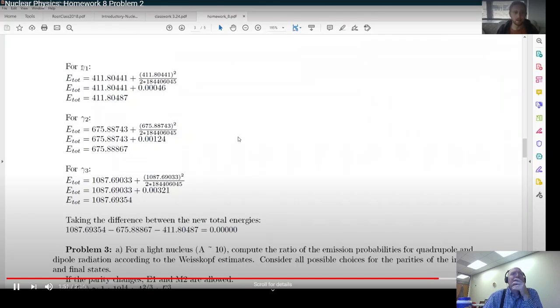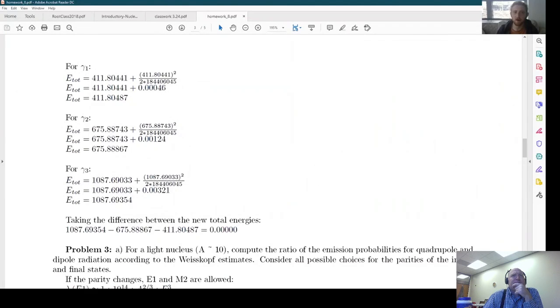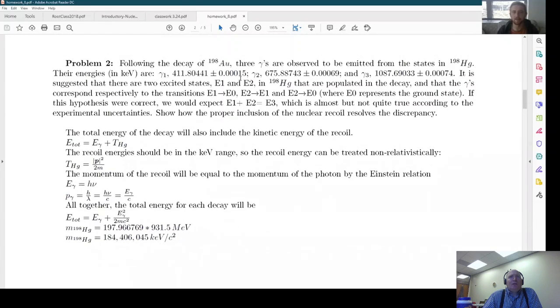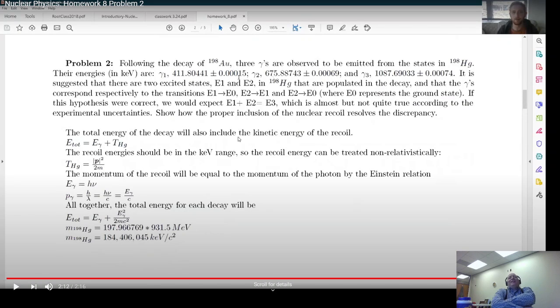For each of these gamma rays, this correction term is pretty small, so about 6 orders of magnitude smaller than the actual energy. Really small. But nonetheless, when we add on those corrections and take the difference, we now see that the difference in the energies is exactly 0, at least up to the uncertainty given to us originally, and therefore the problem is resolved. That was very cool. I need to think about that for a second. So he corrected all of the energies to get the total energies, and then he subtracted the total energies to show that they all added up right.